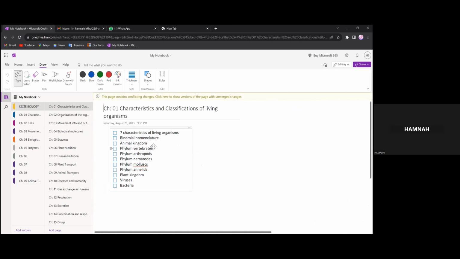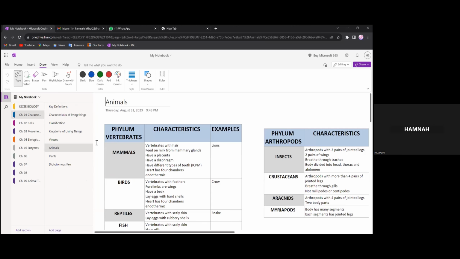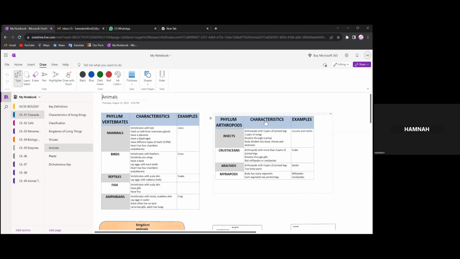See, these are the phylum vertebrates, phylum arthropods, phylum nematodes, phylum mollusks, and phylum annelids. These five phylums are in the animal kingdom. These are all animals, but there are different phylums. Here, we're only studying two of these. So two of the major ones are phylum vertebrates and arthropods.